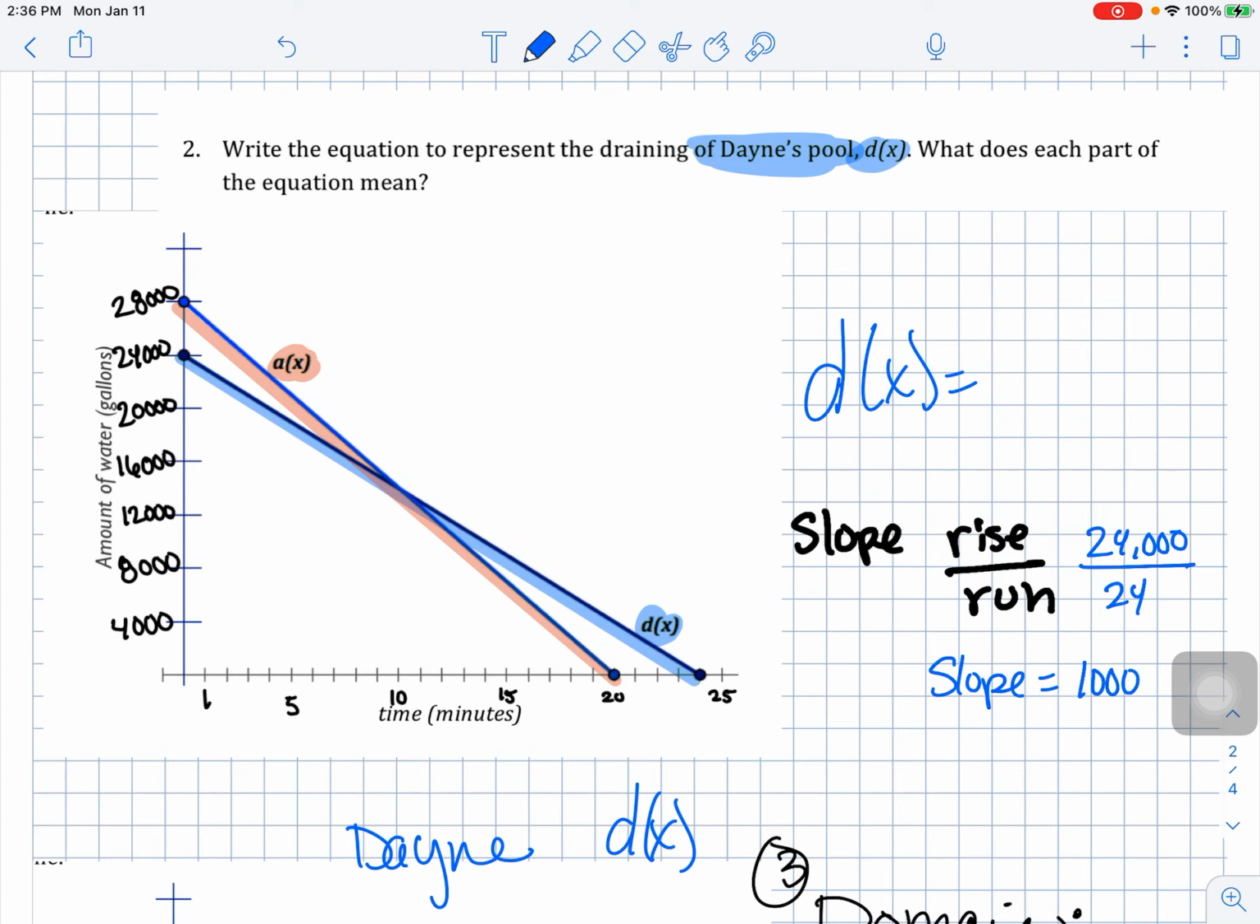All right, so write your equation. If this is your slope, that's the number that gets the X. Also, it's decreasing, so that should be a minus 1,000. And then your start value. How many gallons did Dane start with? So that's 24,000 is the start value, minus 1,000 gallons every minute.